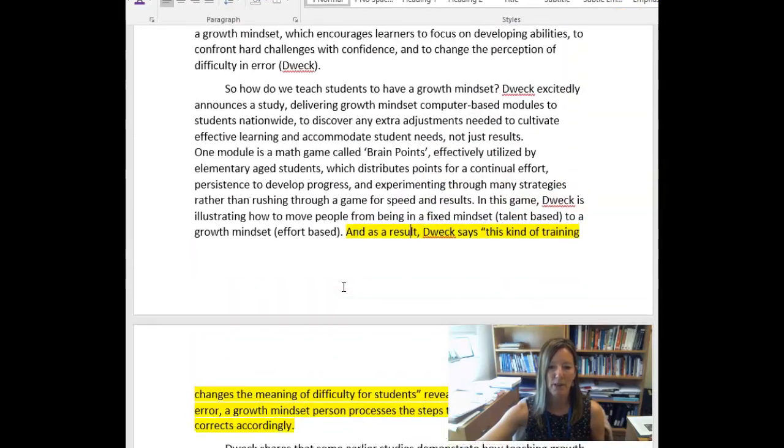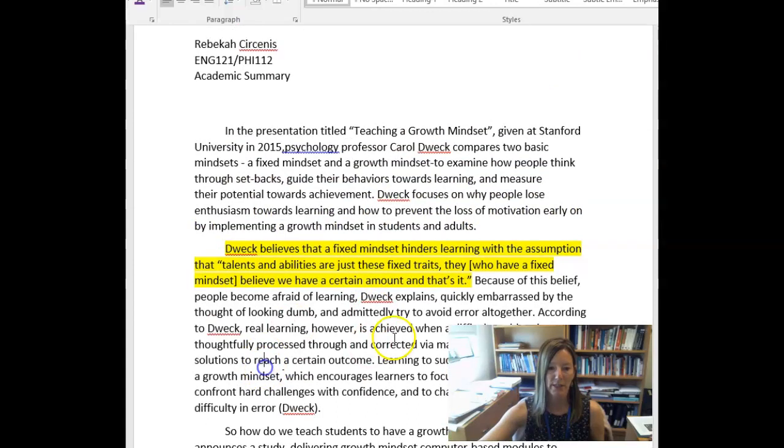I've highlighted them. And let's just look at how she integrates these. So in the start of her second paragraph, she says, Dweck believes that a fixed mindset hinders learning with the assumption that, and here's where the quote part comes in, talents and abilities are just these fixed traits. They, who have a fixed mindset, believe that we have a certain amount of, and that's it. So the reason why we're calling this a quote is because this is the direct, exact language that Dweck used, word for word, okay? So you want to put those quotation marks around it to let the reader know that these are not your words.